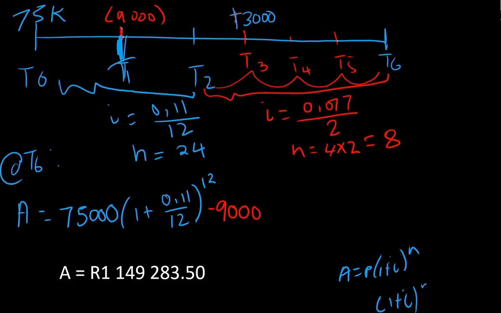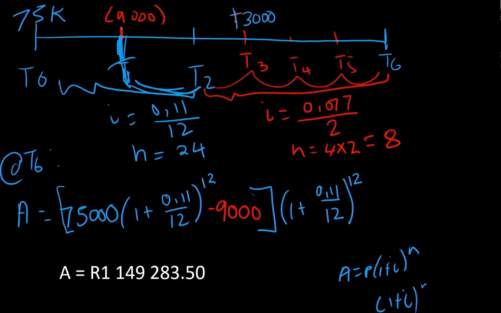And then what I do is I say, okay, so now that's going to give me the value at the end of time 1. I then move that whole thing forward to show the still applicable interest rate, which is 11% compounded monthly. So it's 1 plus 0.11 over 12, and that's for a period of 12 months. Okay, that takes me now to the end of time 2.